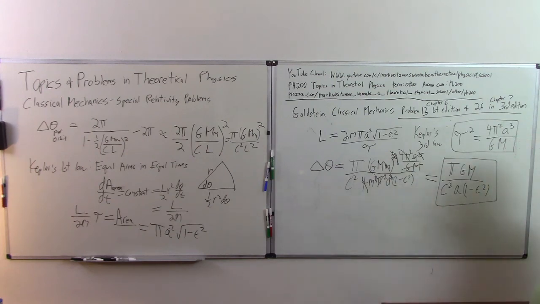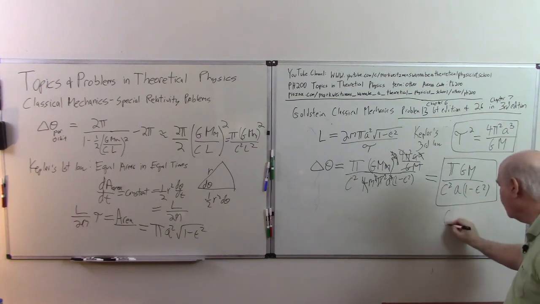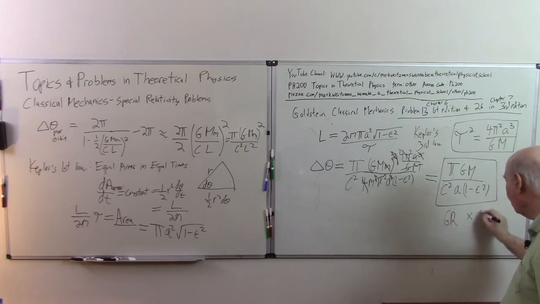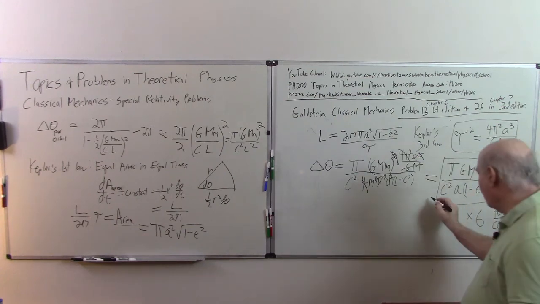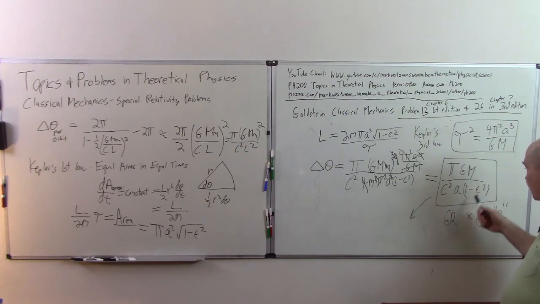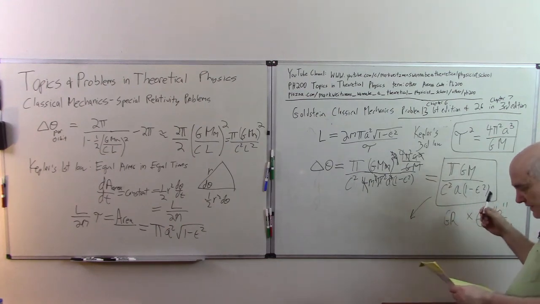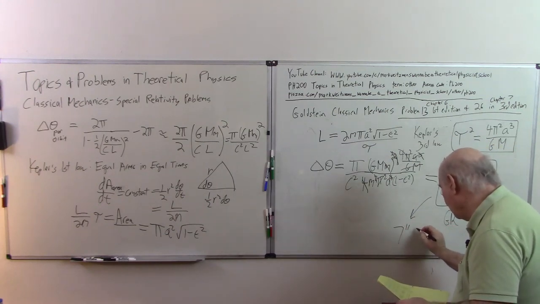Now, if you look in a general relativity book, you're going to get 6 times this. So for GR, it's just times 6. And that gives you about 40 arc seconds per century. You can put in the numbers if you want: the solar mass, Newton's gravitational constant, the semi-major axis for Mercury, and the eccentricity for Mercury, and you will get about 7 seconds of arc per century.